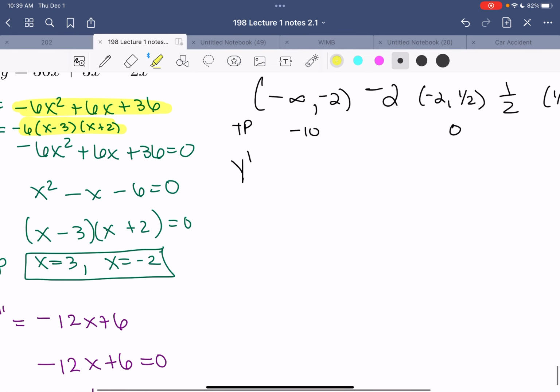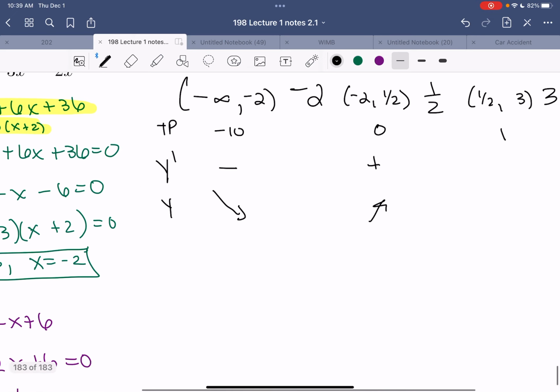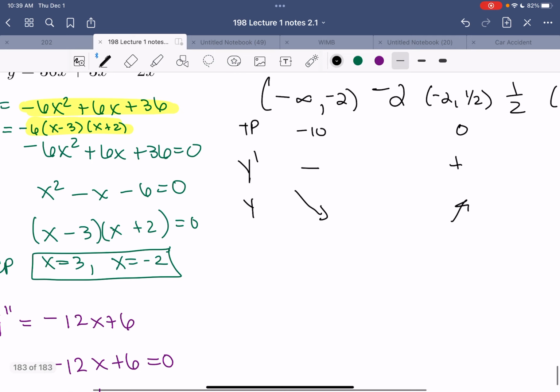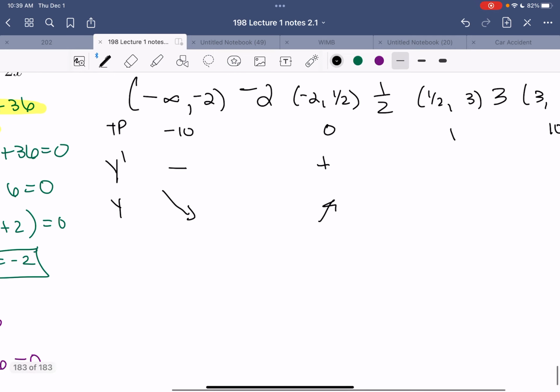Right? So if I plug in negative 10, don't forget the negative 6 is out front. So I'm going to have a negative times a negative times a negative. That's going to give me a negative, which means my original function is decreasing. When you plug in 0, you get something that is positive, so it's going to be increasing. Then you're plugging in 1. So negative 6 times negative 2 is positive, times positive 3 is positive. So still increasing. So 1/2 is not a local max or min.